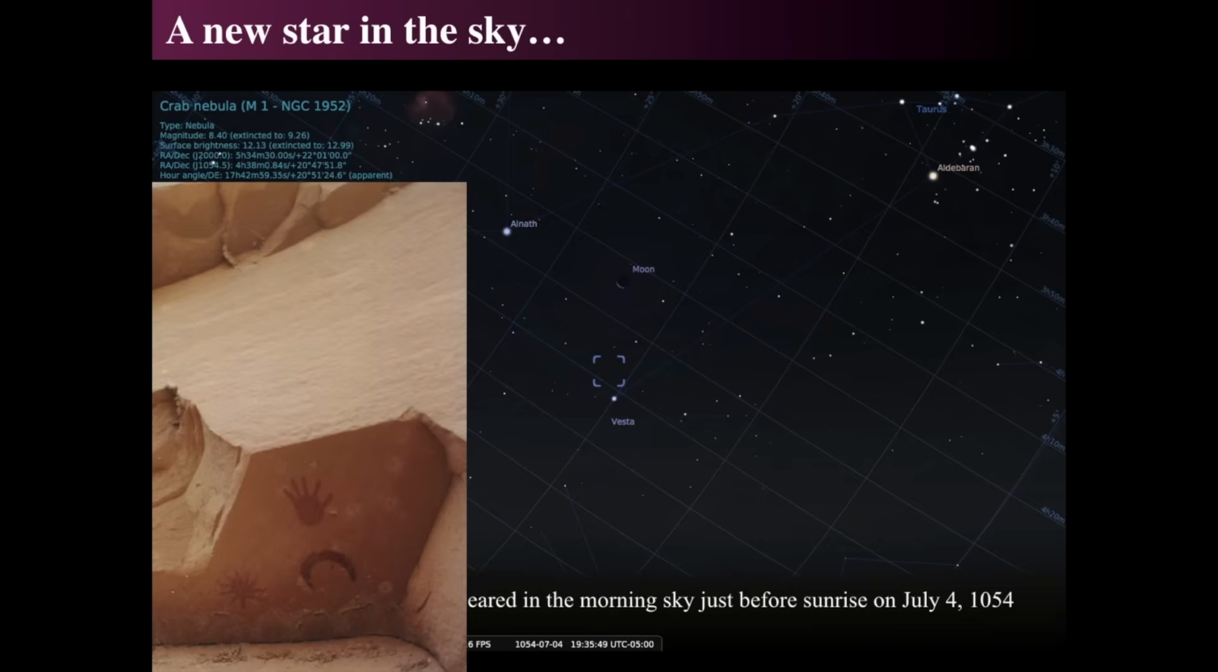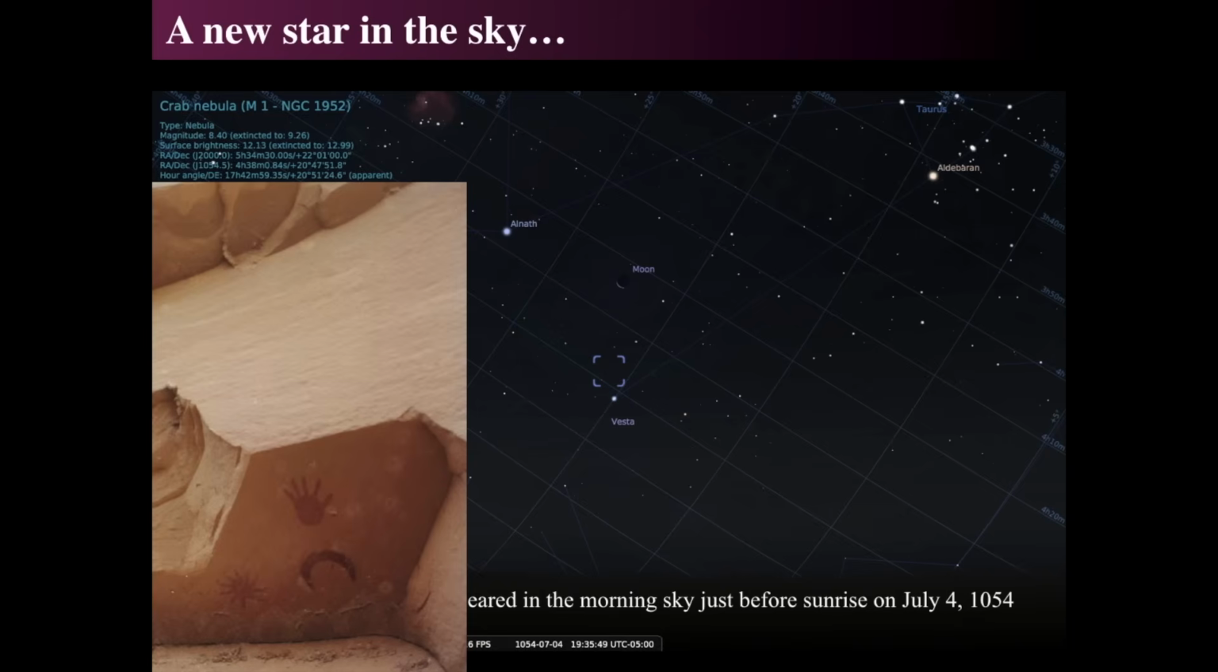Well, the hand has 5 fingers, and if you look at the V shape of Taurus with Aldebaran, those are 5 bright stars. So the V shape can be looked at as the 5 fingers. So we could think of them as the 5 fingers, the moon, and the star. And so the Anasazi were telling us that they saw this thing on that morning as the star rose. It was much, much, much brighter than anything else in the sky, and it was right next to the moon in the sky, and they could just see the fading glow of the Hyades along with it.